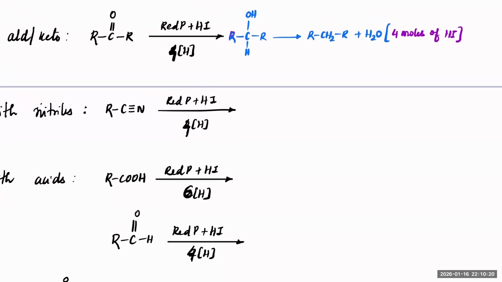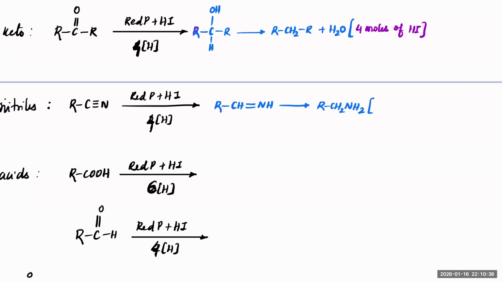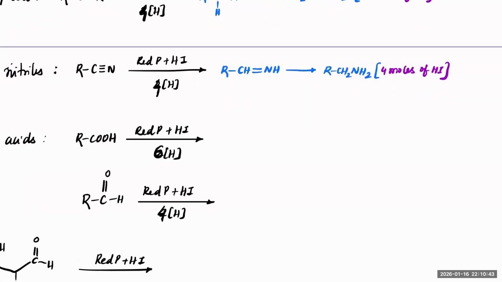Next, if you have nitriles, I'll get R CH double bond NH, using 2 moles. One more time it will reduce. You will get CH2 NH2. Nitrogen will not be lost out of it. So again you will be using 4 moles of HI. And this is the product you will report.